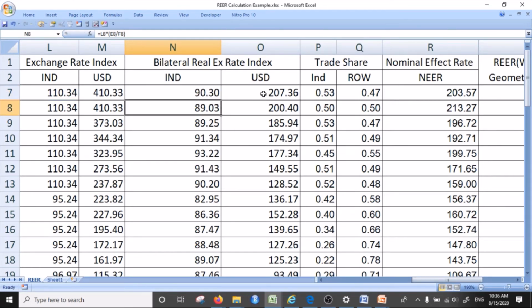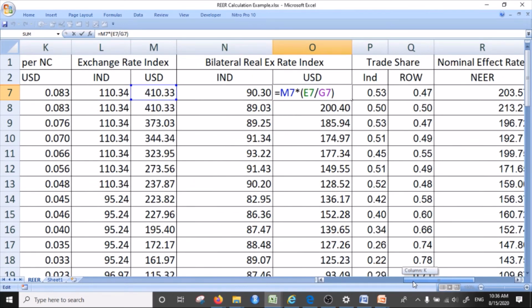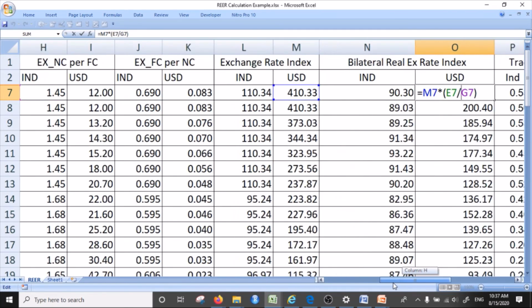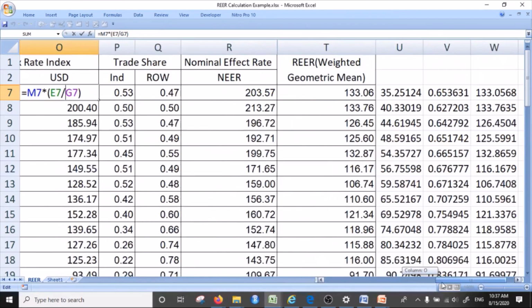The bilateral real exchange rate index with US dollar has been calculated in a similar way. This is simply the bilateral exchange rate index with US dollar times CPI of Nepal divided by CPI of advanced countries.